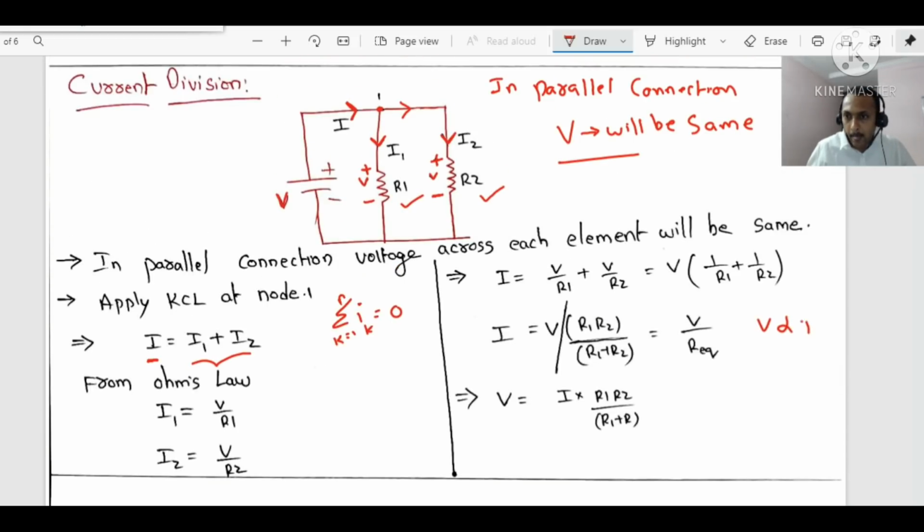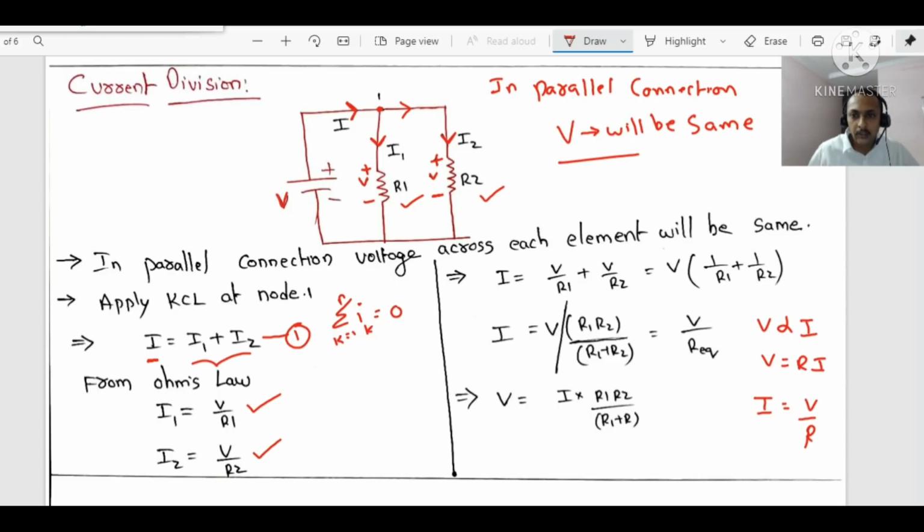Now from Ohm's law, V is directly proportional to I. V equals R i. From this, what will be the value of current? Current I equals V divided by R. All these are from Ohm's law, right? Now what will be the value of I1? I1 is V divided by R1. I2 will be V divided by R2. Very important. Now substitute the values of I1 and I2 in equation 1.